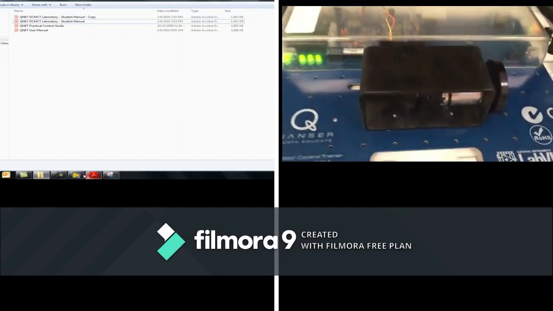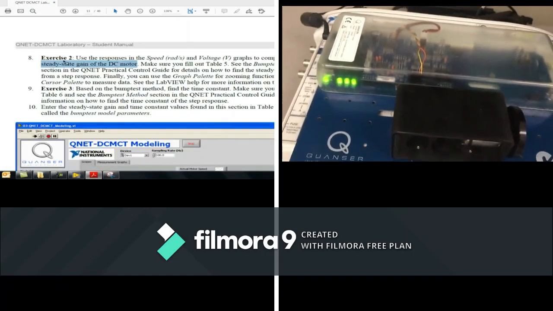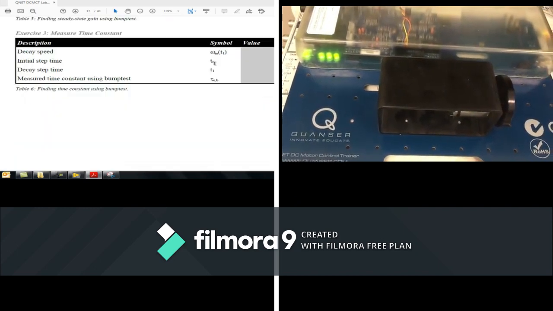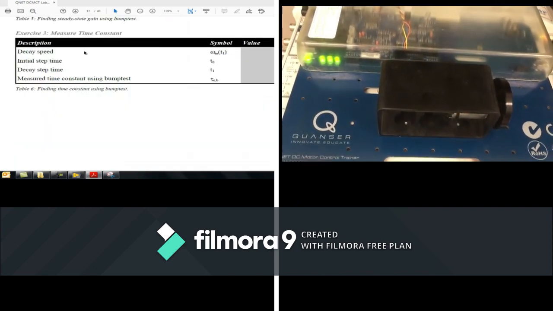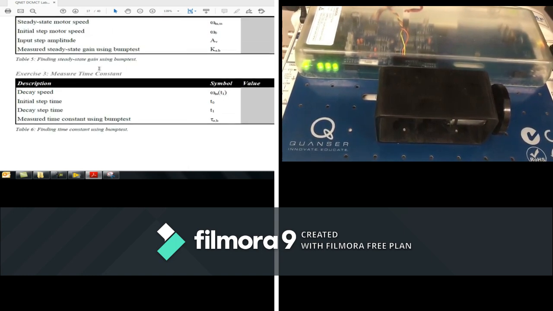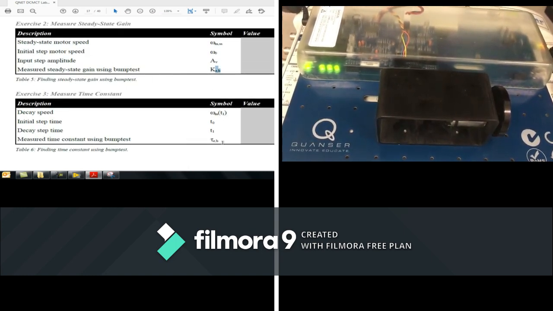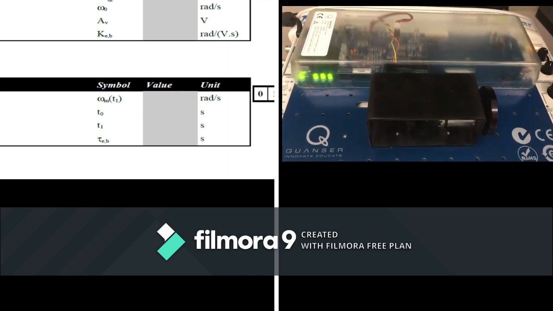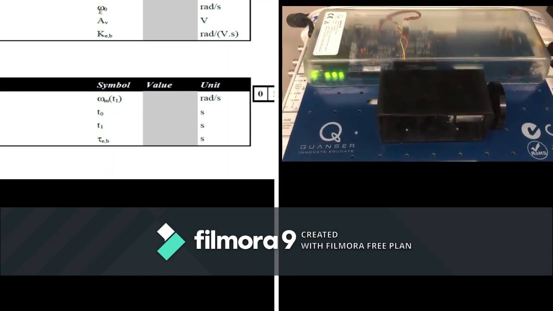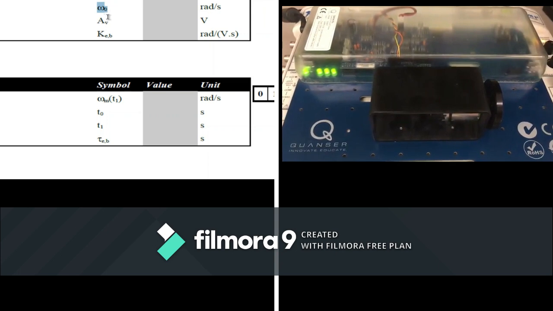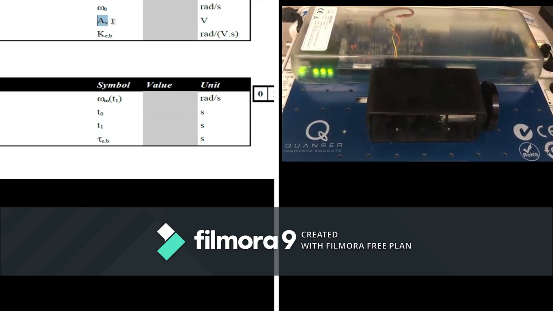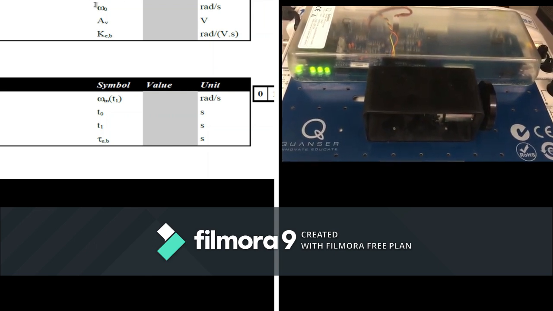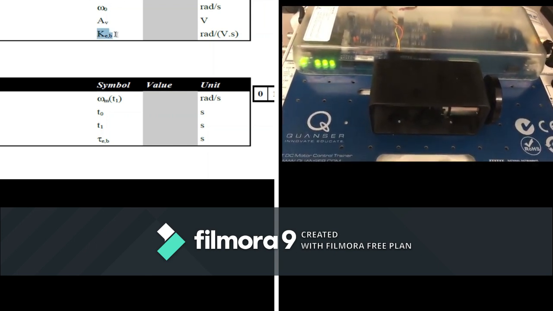So let's go back to our manual. It helps us because it says to make sure you fill out table number 5. If I click table number 5, it shows me the elements that I need to calculate my values of K and tau. To find K, we need to find our omega, the steady state speed, our initial omega, the initial speed, and our voltage amplitude. So from these 3 parameters I can find the steady state gain.